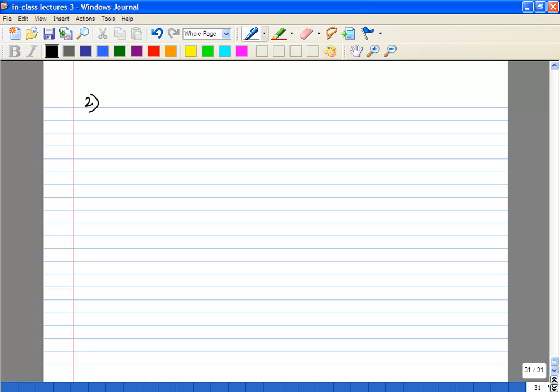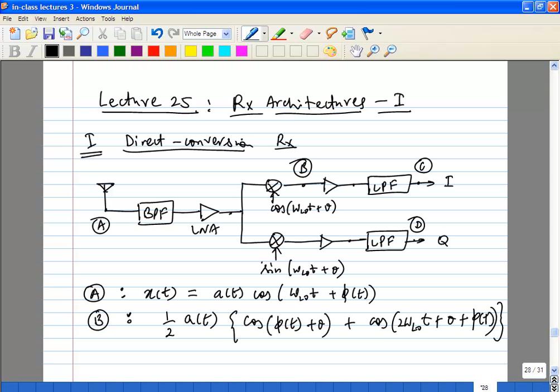What is the other reason? So normally we assume theta is 0. But in real cases, what does theta represent? We assume that the input angle was cos omega LO t, and the LO is cos omega LO t plus theta. So it represents the phase difference between the local oscillator signal from the PLL, which you are generating to demodulate and down convert the signal, and the phase of the RF signal. In general, it is arbitrary.